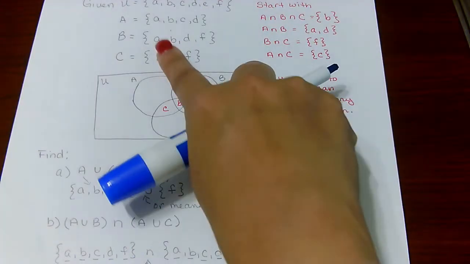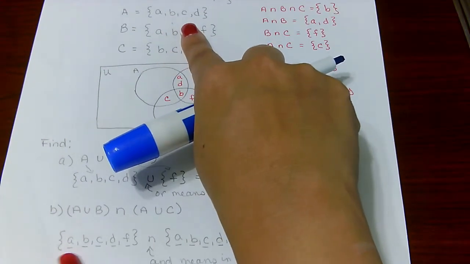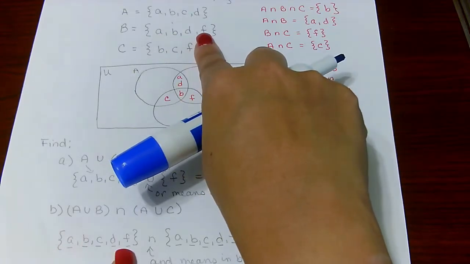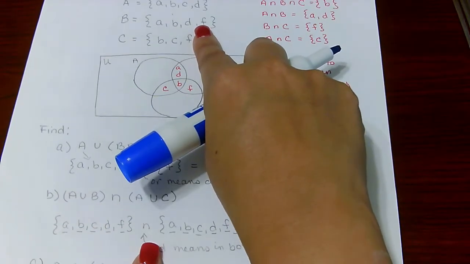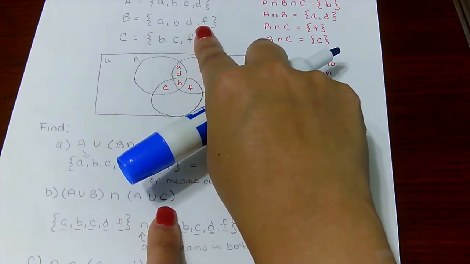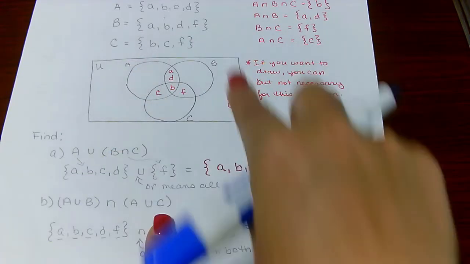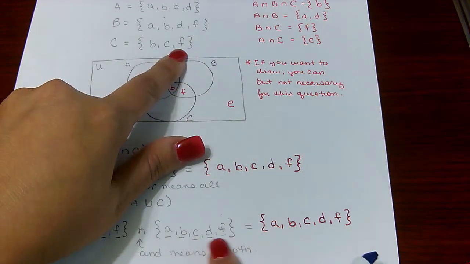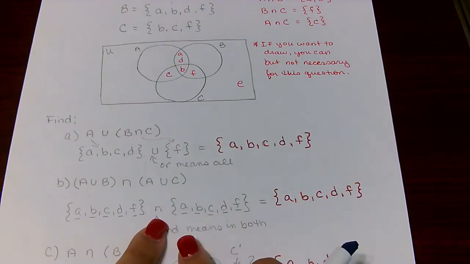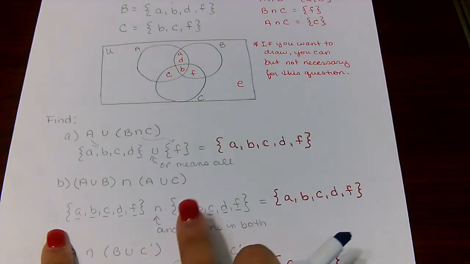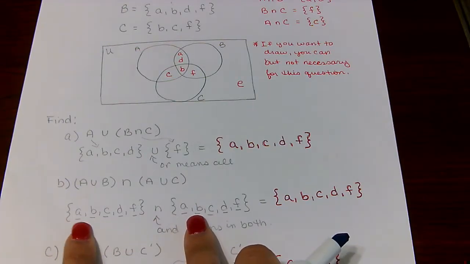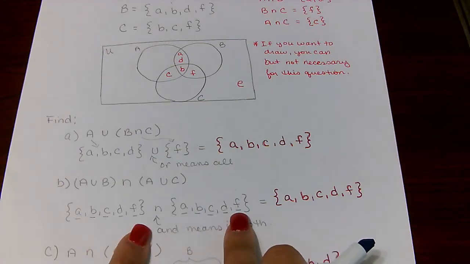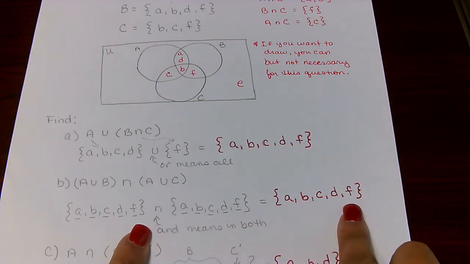I have A, B, C, D, and then everything in B, which includes the F. Then I have the word "and," and then I have everything in A and C. Okay, so A is going to be A, B, C, D, and then in C, I also include F. The "and" means it has to be in both parts, so we're going to look. A is in both, B is in both, C is in both, D is in both, and F is in both. So here's my final answer.